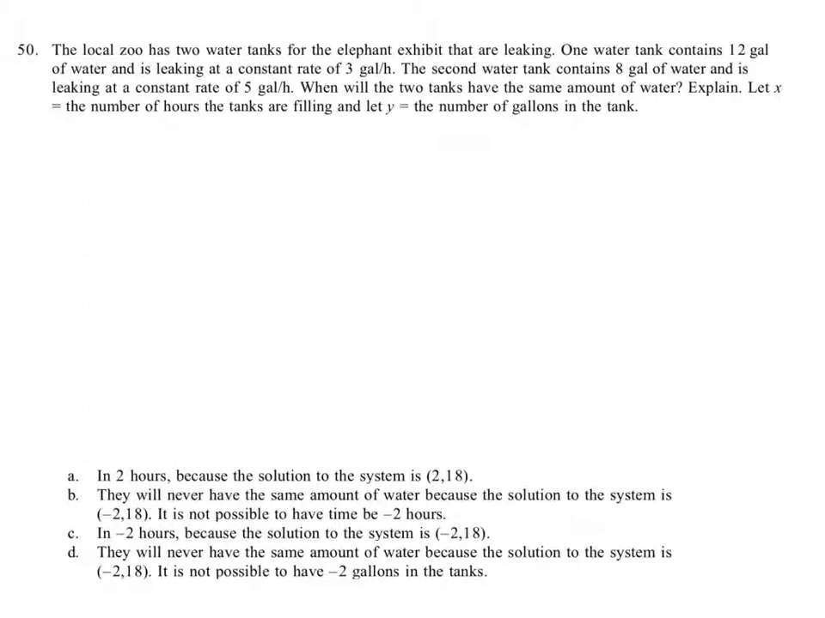So let's write the first equation. First equation is going to say y, the amount of water in the tank, is equal to, well, there's 12 gallons of water in the tank, and that's going to be the constant. That's what we start with as a starting value. And then it's leaking at a constant rate of 3 gallons per hour. So we say it's 3 gallons less, or negative 3, for every x hour that it's going.